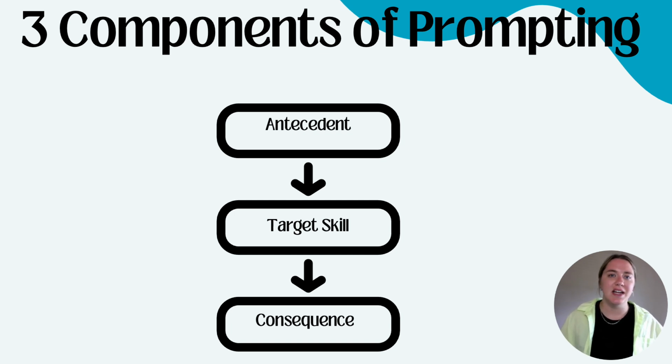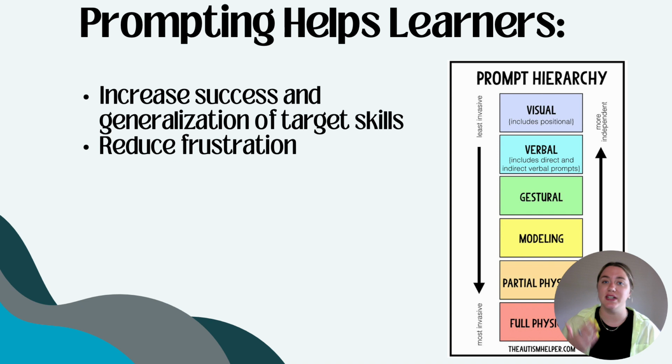So you're going to start noticing a theme, but there are 3 components of prompting. There's the antecedent, which is the event or directive that comes right before the behavior. There's the target skill, and then the consequence, which is whatever comes after the behavior. Prompting helps learners increase success and generalization of the target skills you're working on, and it also reduces frustration if they can have a little bit of assistance in making that correct response to complete the task or to accurately engage in that target skill.